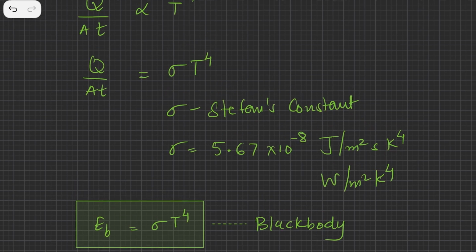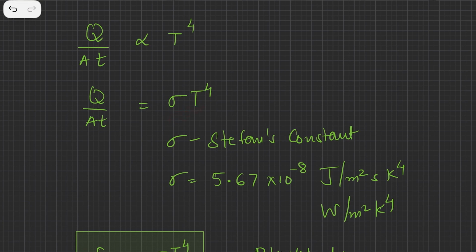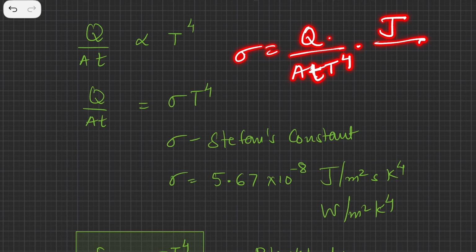Now if you see this equation, sigma can be written as Q upon AT T raised to 4. Energy is written as joule, area is meter square, time is second, and temperature is Kelvin raised to the power 4. So that's why joule per meter square second Kelvin raised to 4 becomes the unit.